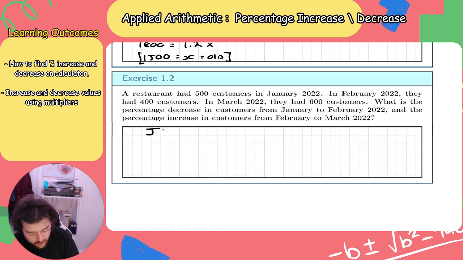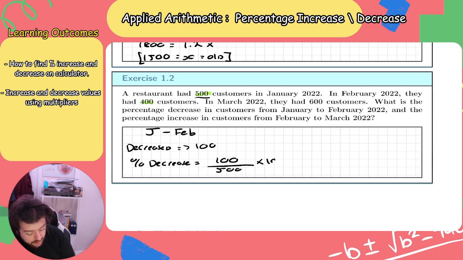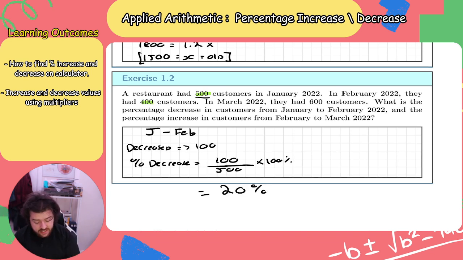So let's look from Jan to Feb. I had 500 customers. Then I had 400 customers. So I decreased by 100 customers. If I want a percentage decrease, it's going to be my decrease amount all over my original amount, which is 500, multiplied by 100%. And that's going to be 20%. So I have decreased 20% from January to February.